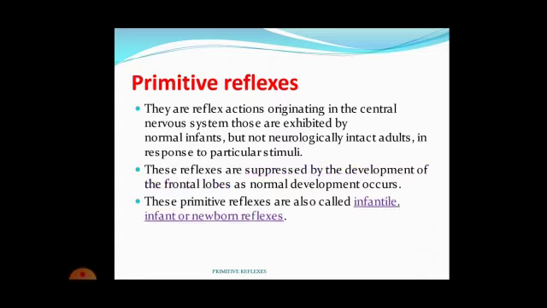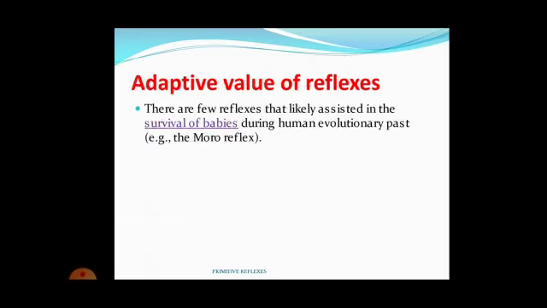Clear? Now, there are a few synonyms for primitive reflexes. They are also known as infantile, infant or newborn reflexes. Now, what is the adaptive value of these reflexes? A few reflexes are responsible for maintenance of survival. For example, Moro's reflex is for protection of the baby. We will learn that in detail also. Moro's reflex prevents injury to the head, so that is for survival of the baby.